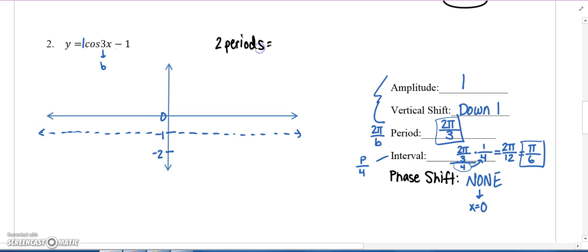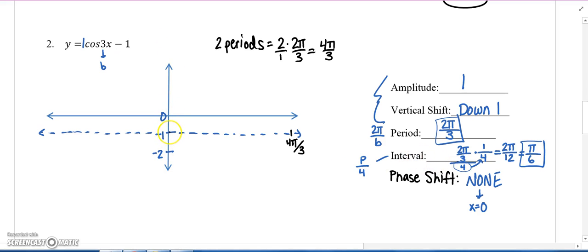So that means we're doing 2 times the period, which is 2 pi over 3. So that gives me 4 pi over 3. So my very end should be 4 pi over 3. Now to get everything in the middle, we're going to start with our interval, add it on to the beginning.